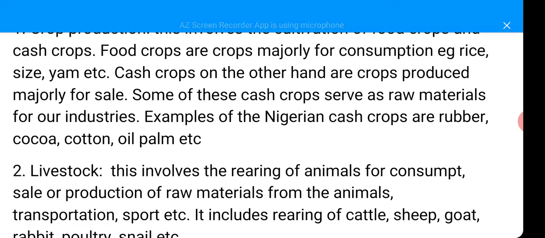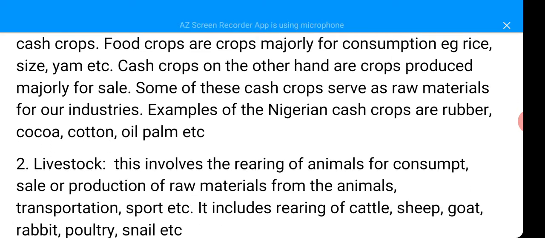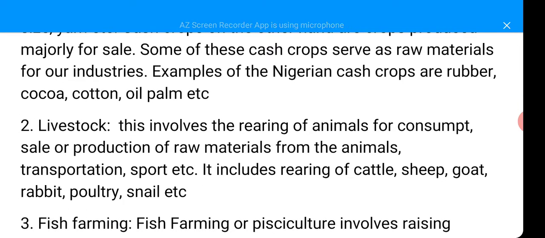The second component of agriculture is livestock production. This involves the rearing of animals for consumption, for sale, for production of raw materials, for transportation, for sports, etc. Livestock includes rearing of cattle, sheep, lambs, goats, rabbits, poultry, snail, etc.